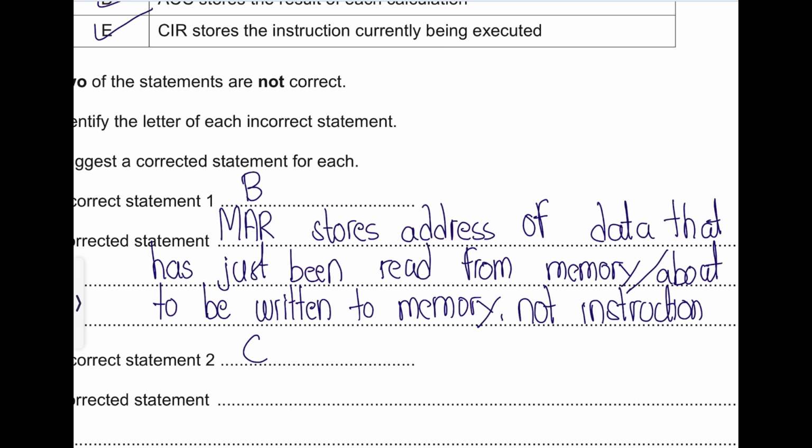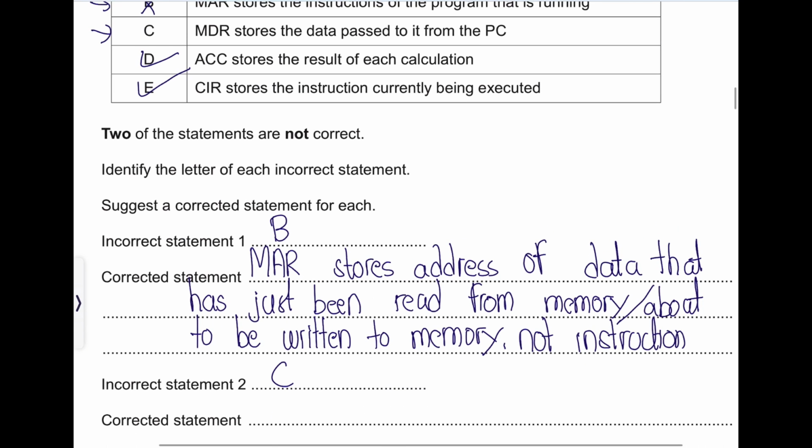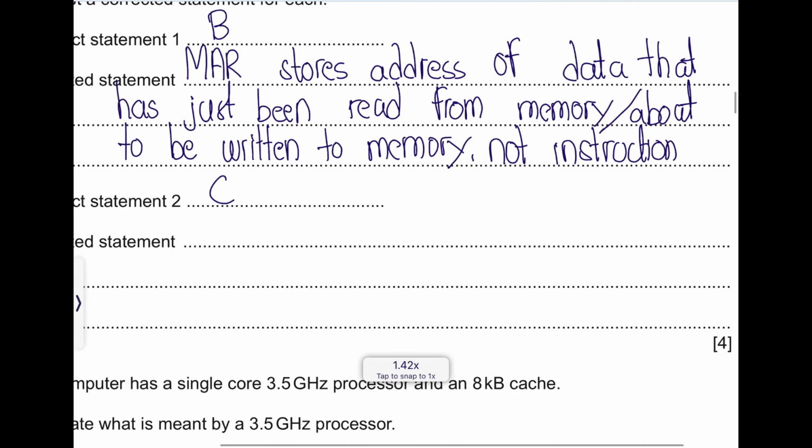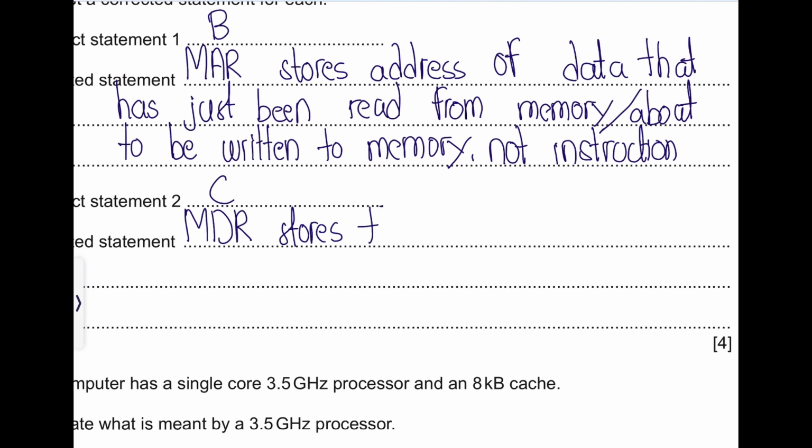Next up we have C, for which the correct statement would be that MDR stores the data passed to it from the data bus.